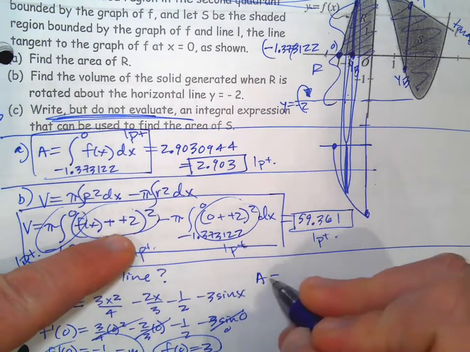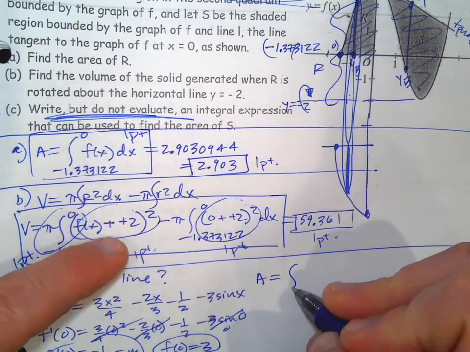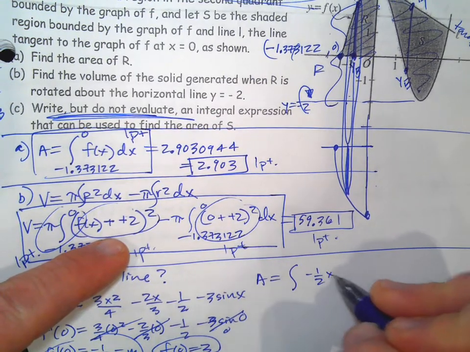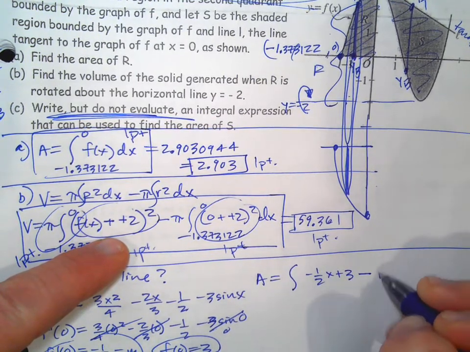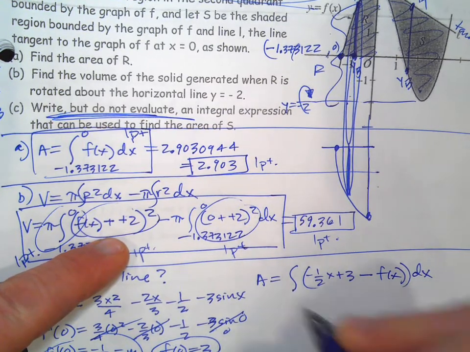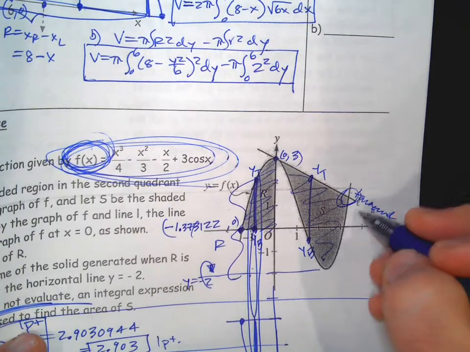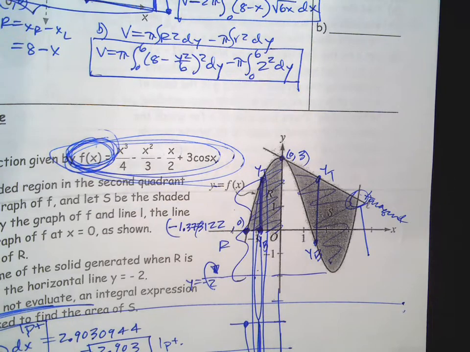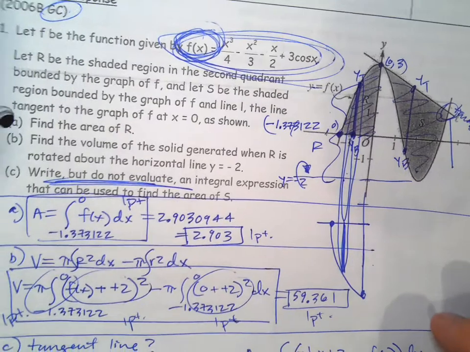The y top is going to be negative 1/2 x plus 3, and y bottom is going to be f of x. You can write the whole thing out if you want. Now the one thing we need is a limit. It starts at 0, but what's this point right here? So we have to find the intersection between those curves.